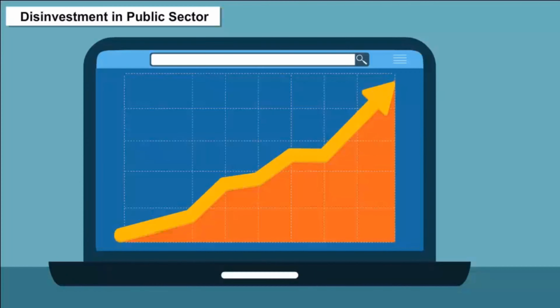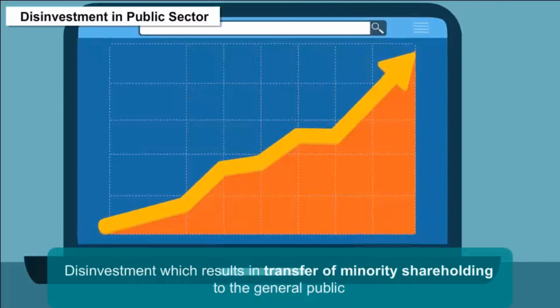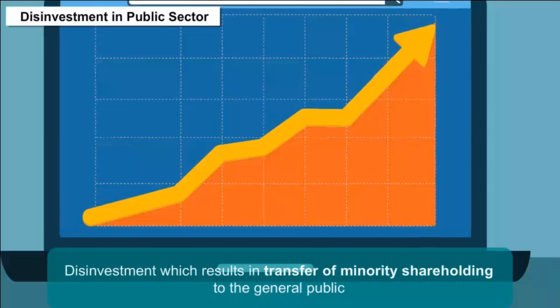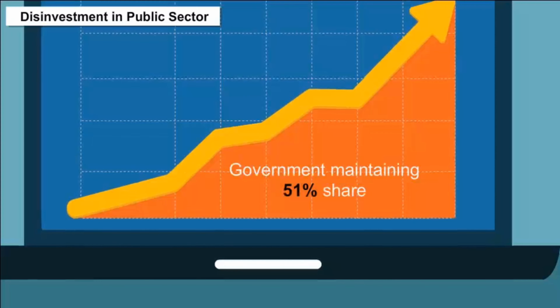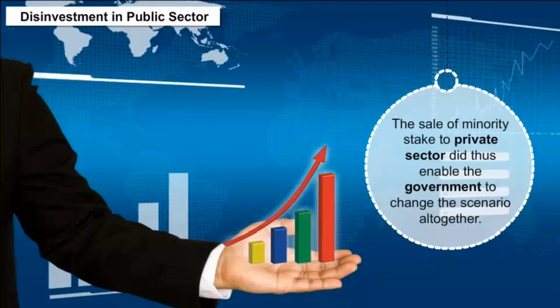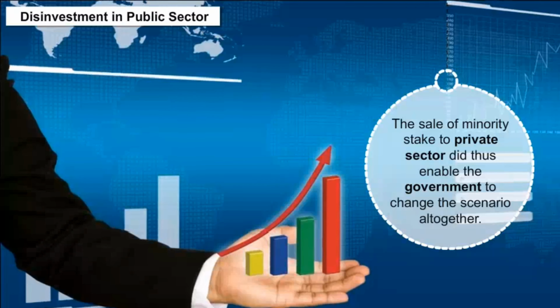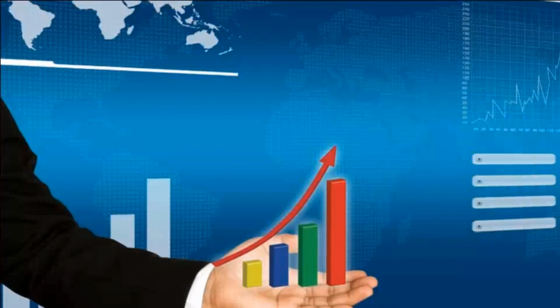But the main form of inviting private participation was disinvestment, which results in transfer of minority shareholding to the general public, at the same time the government maintaining 51% share. The sale of minority stake to the private sector did thus enable the government to change the scenario altogether.